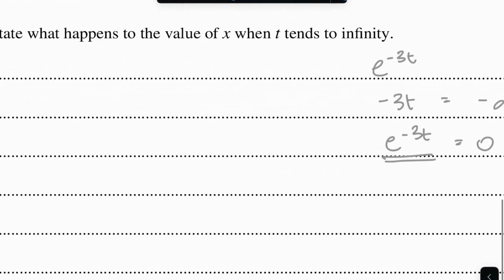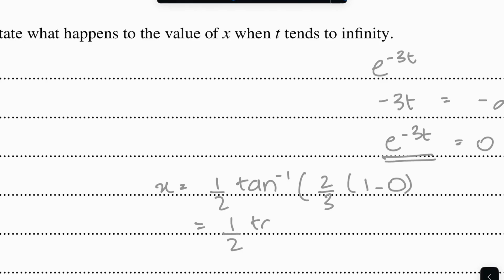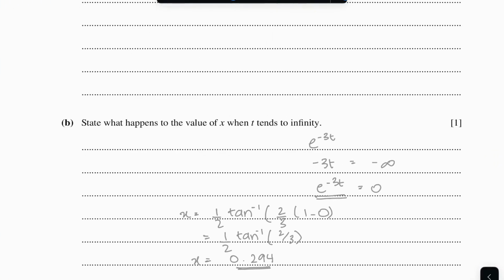So if we do that, we get x equals half tan inverse 2 over 3 bracket 1 minus 0, and that will give you half tan inverse just 2 over 3. And if we plug this into our calculator, the value for x comes out to be 0.294, and that is our answer for part B.